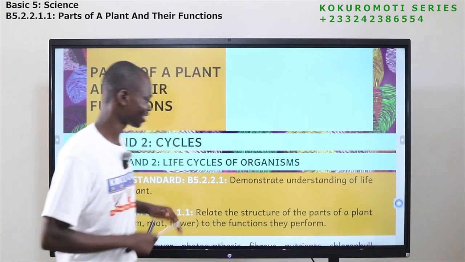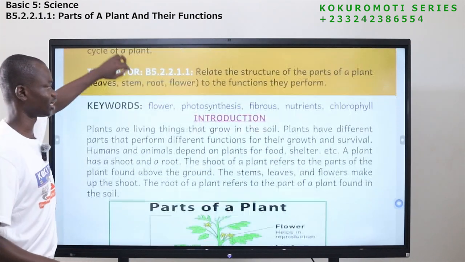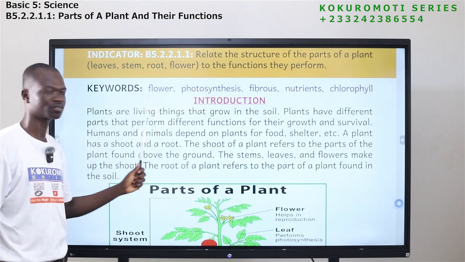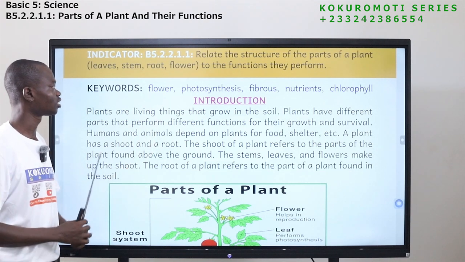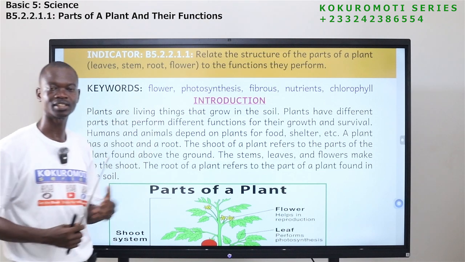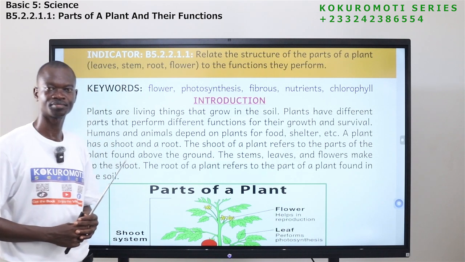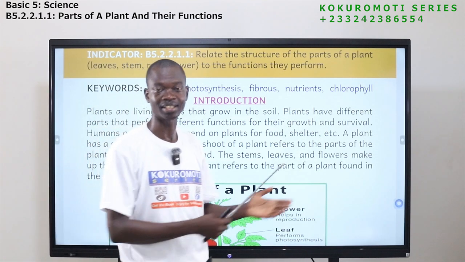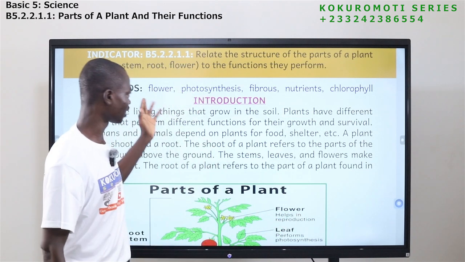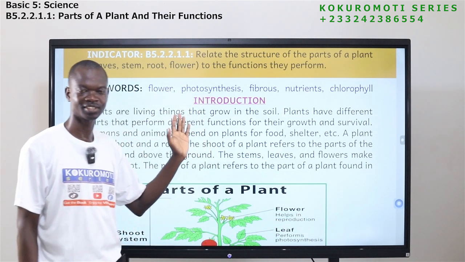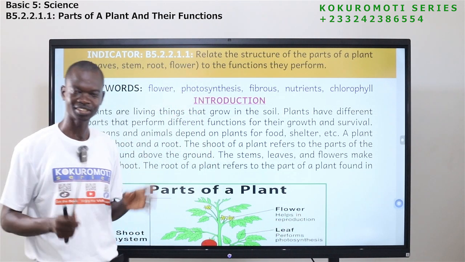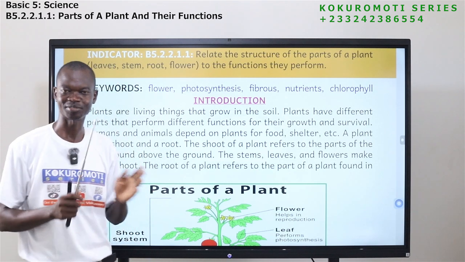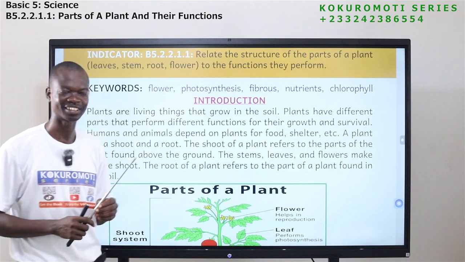Okay, so in this lesson, there are some keywords that we are going to see. The first one is flower. Flower is a part of a plant, and that part develops fruits and seeds. In fact, the most attractive and beautiful part of a plant is the flower.